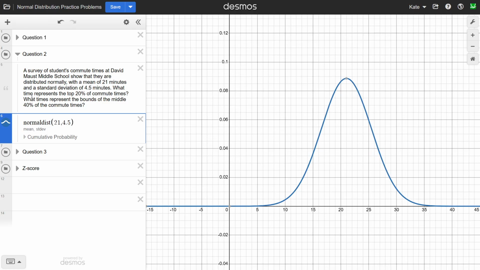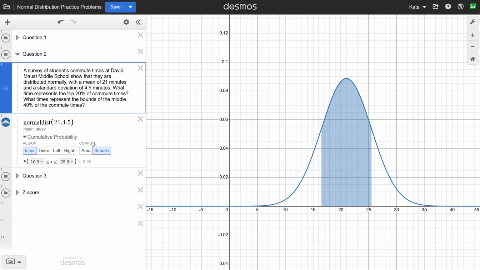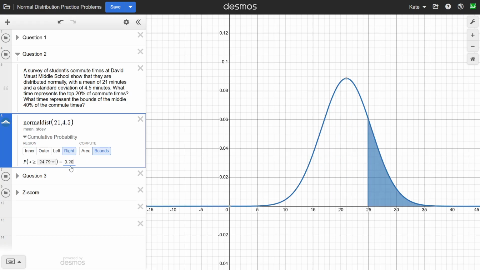Now we're looking for a data point because it says what time. It's not asking for percent or proportion. And it's actually giving us in the question a percentile. And so that means we're going to use the bounds computation function. And for the top 20%, we're going to go to right and we're going to do 0.20. And you can see the area that's shading. This is the top 20%, and this number right here is the point that represents between the top 20 and the lower 80%. So that would be your answer, 24.79.